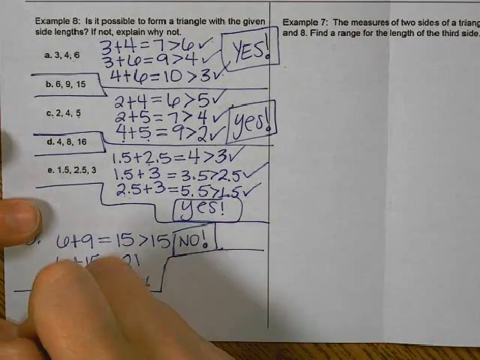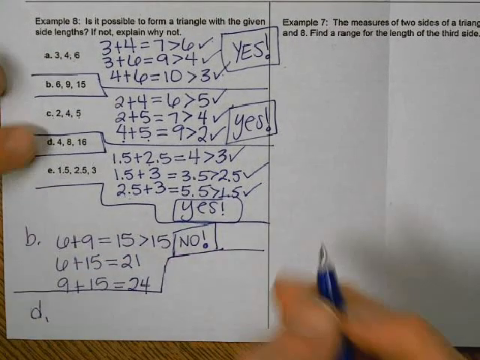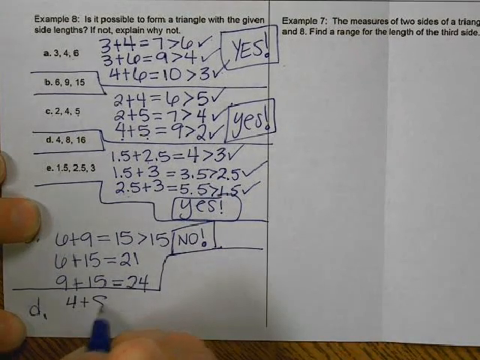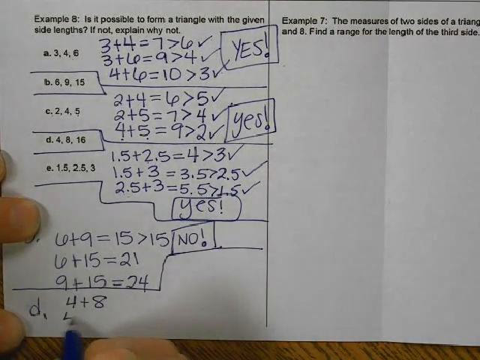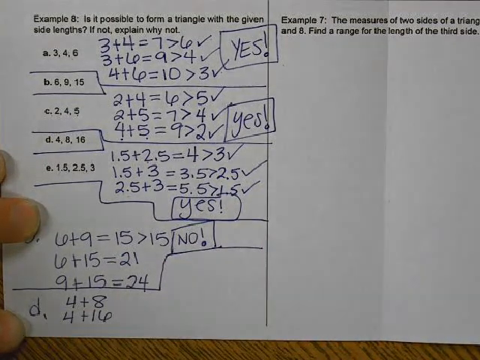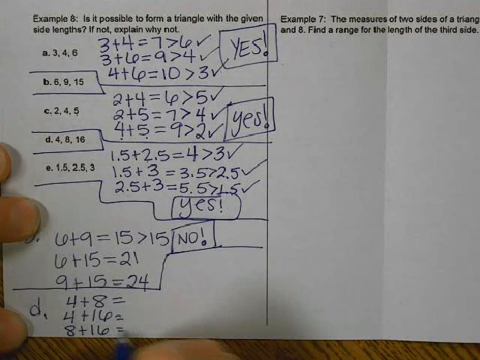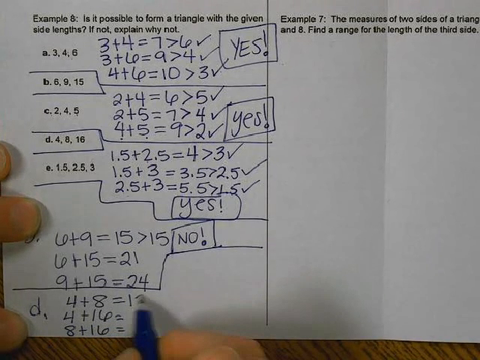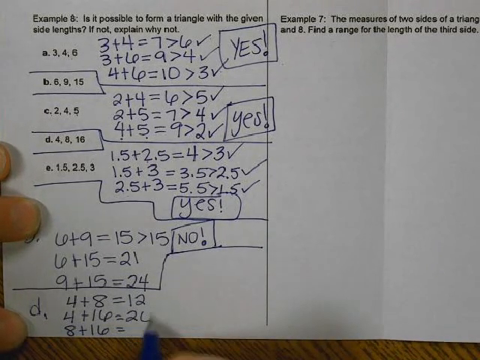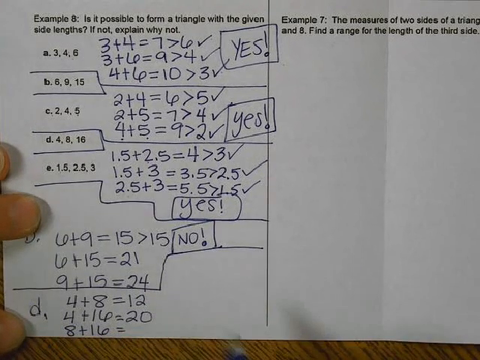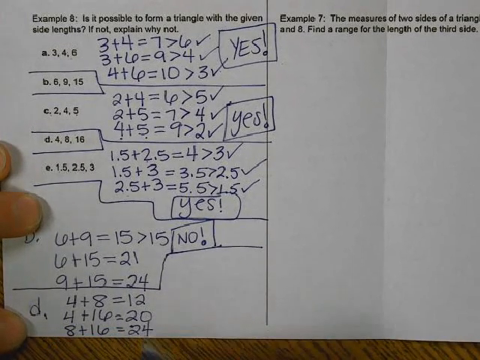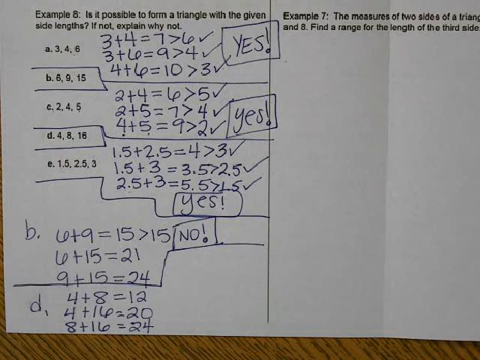So D says 4, 8, and 16. So 4 plus 8, 4 plus 16, and then 8 plus 16. So we do those in our calculator or our head, whatever you know. That's 12, 20, and 8 plus 16 is 24. Okay, so let's check.